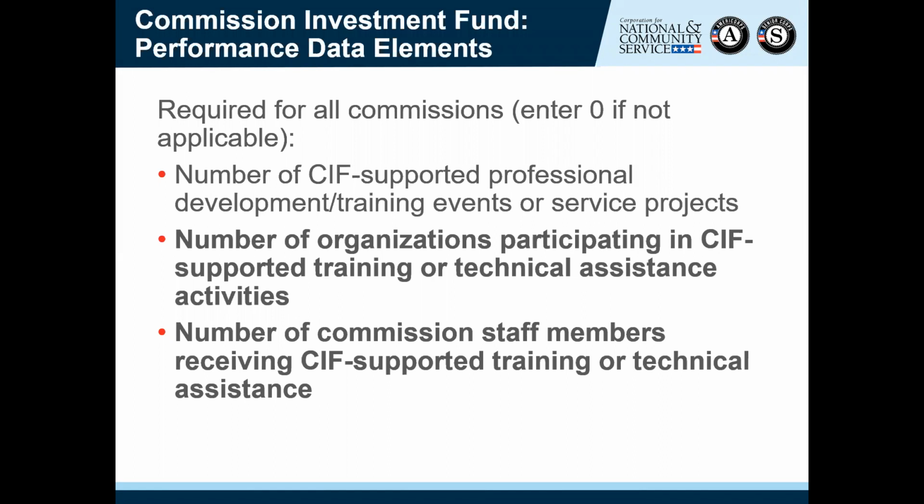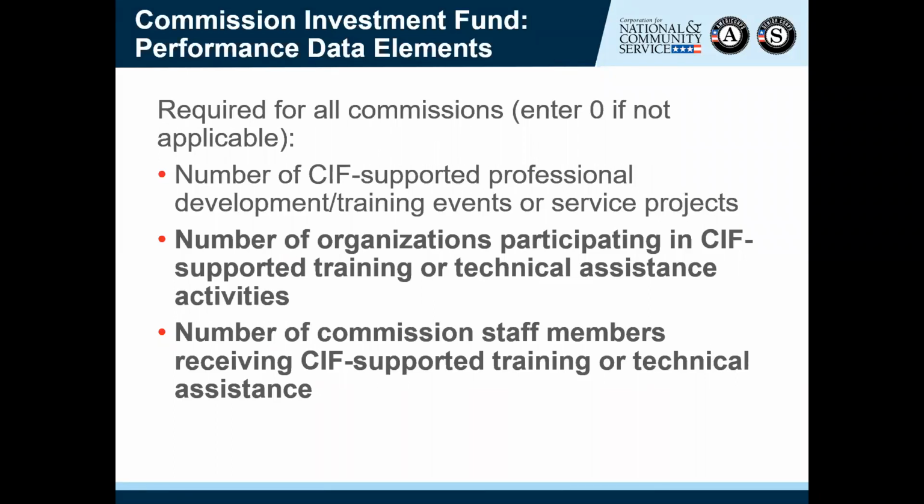Some of these organizations you're reporting may be the same organizations who received training and technical assistance supported by Commission Support Grant funds and who were reported on the Commission Support Grant GPR. And that is actually fine. If the same organizations get supported in different capacities by two different grants, you can count those organizations in the performance data elements for both grants.